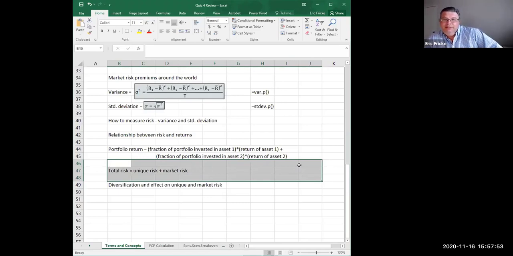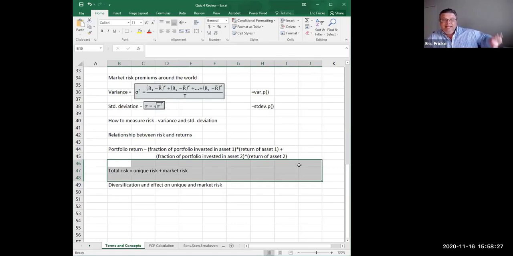So the reason we talked about portfolio return there is because then we introduced the concept of total risk. And we said that total risk can be broken up into two parts: unique risk and market risk. Unique risk is the risk of something happening that only affects one stock. Market risk is the risk of something happening that affects the entire market.